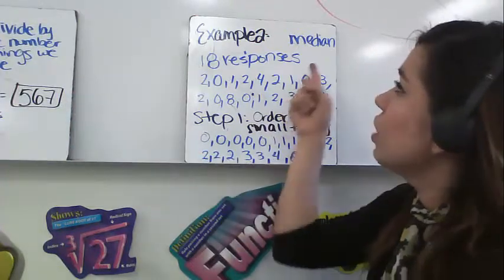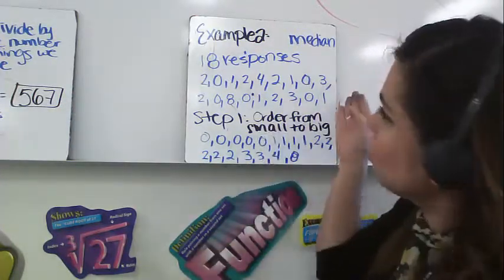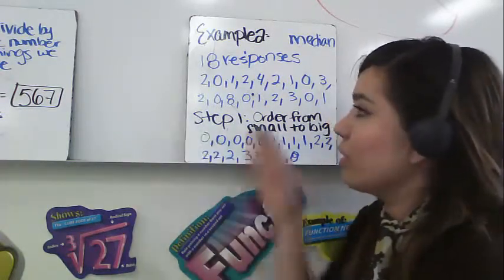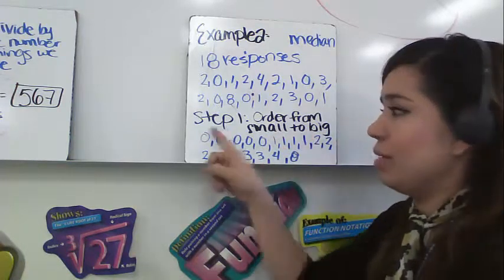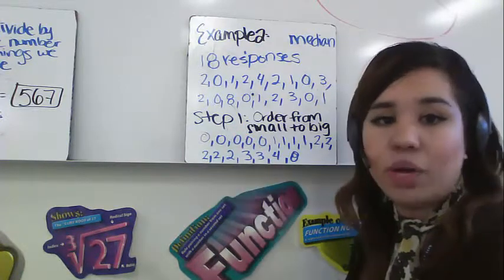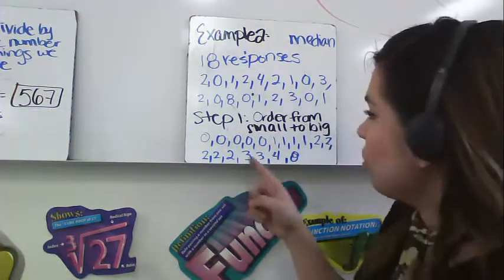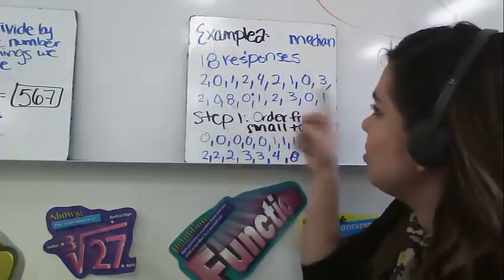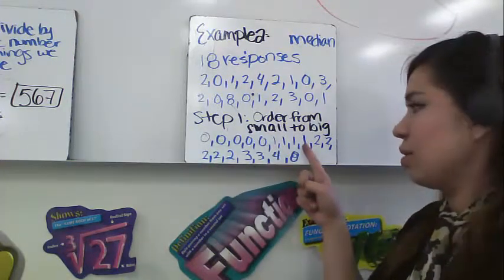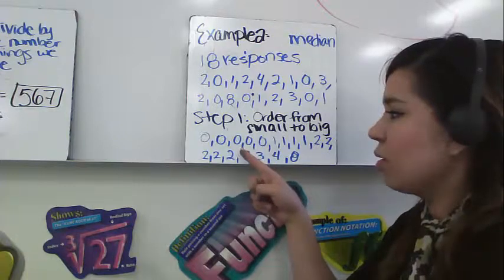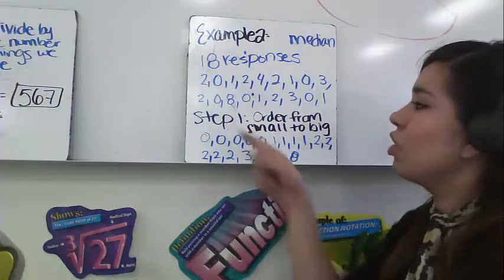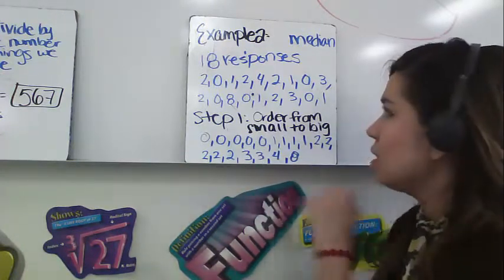In example 2, they want us to find the median, and they gave us just a bunch of numbers all randomly. In order to work with this, I need to organize it from smallest to biggest. So that's going to be my step 1. Anytime I have any set of data, any set of numbers that are not organized, that's going to be my first step. So let's do it. I went ahead and just counted how many zeros I had, and I wrote them down. I have 5 zeros, 4 ones, 5 twos, 2 threes, 1 four, and 1 eight. So here are my numbers. I've organized them from smallest to biggest.